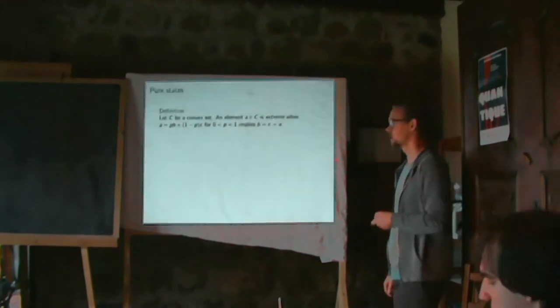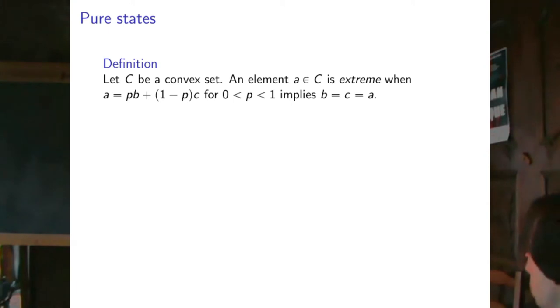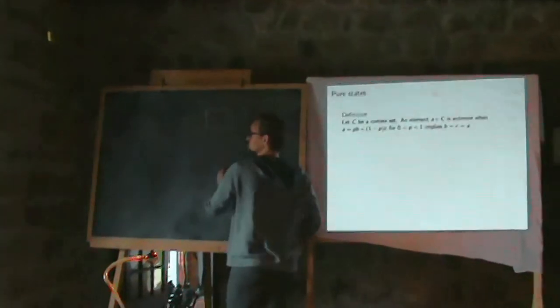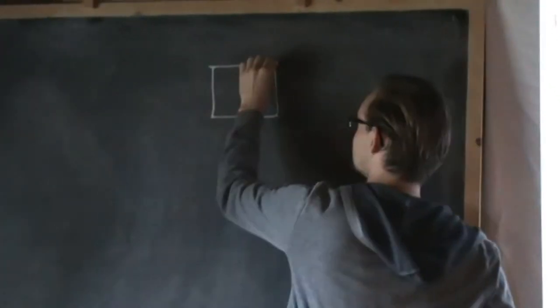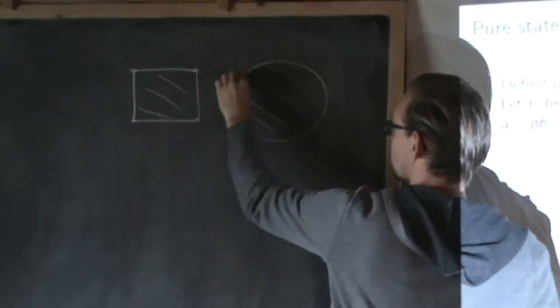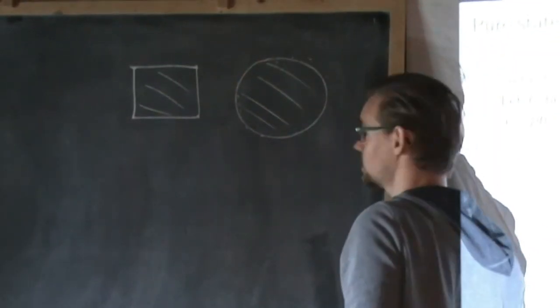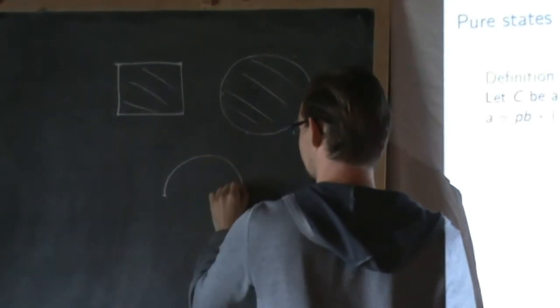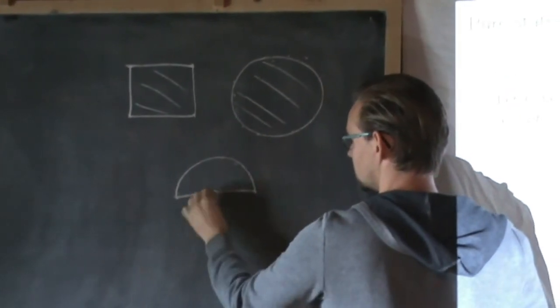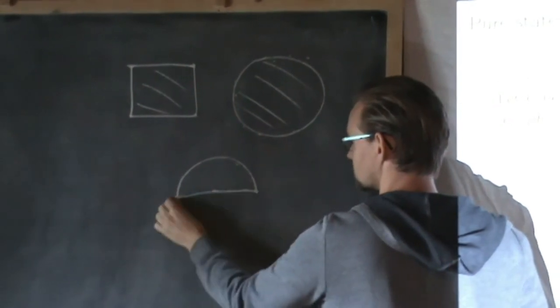Okay. Now for the last axiom, we need another definition. For a convex set, we call an element extreme when any way to write it as a convex combination just gives itself. Just for intuition, if I have a square, the square is a convex set, of course. My extreme points would be the points on the corners here. If I have a filled sphere, then the extreme points are all the points on the outside of the sphere. And if I have something more complicated like this, then extreme points are all these things, but not these things. Because if I have a point here, I can write this as a convex combination of these two points, right?